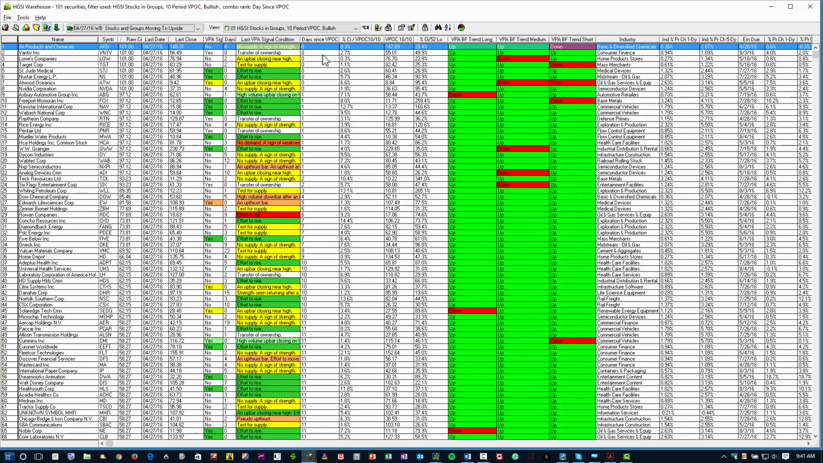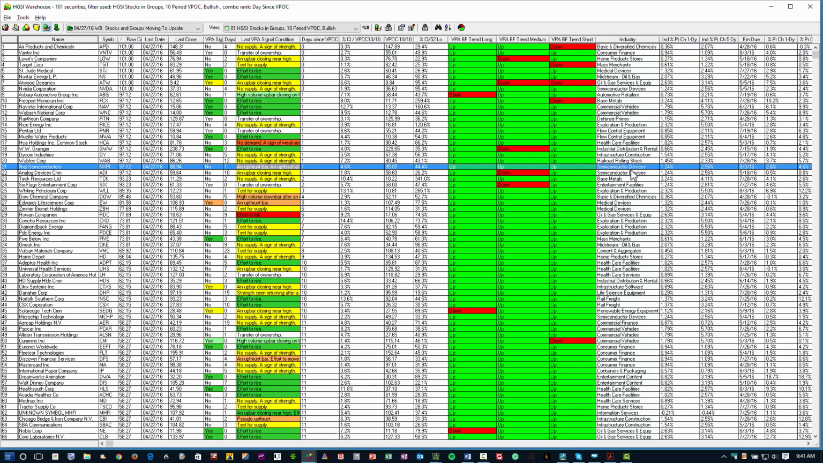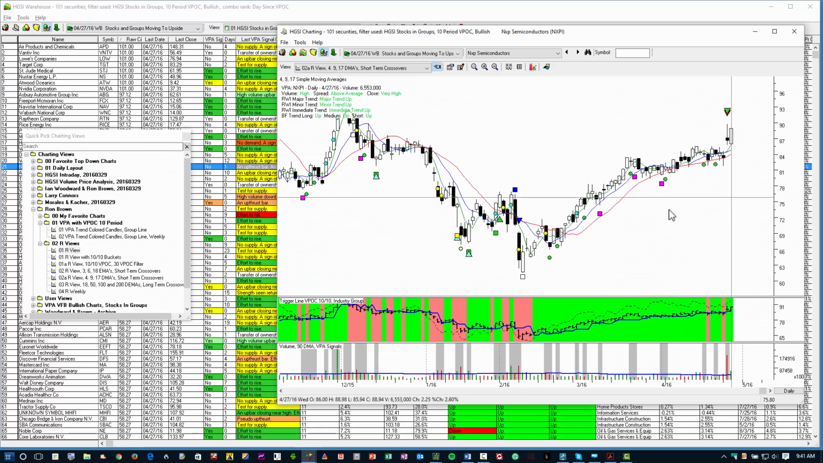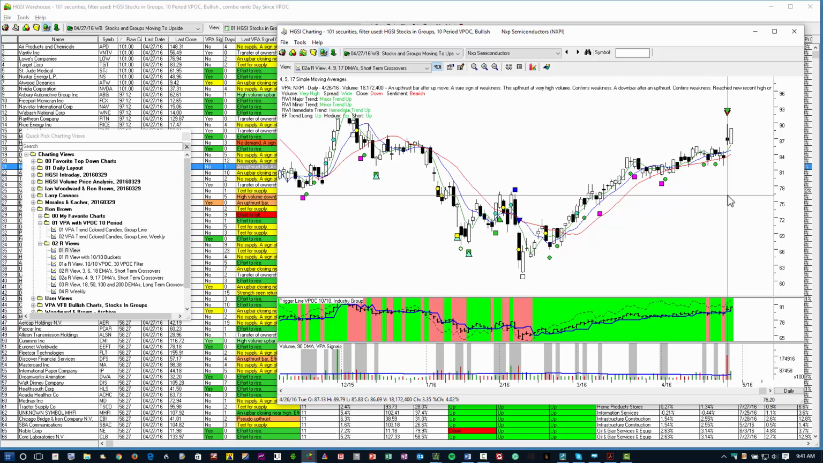So I don't see a lot of groups till we get down here to consumer finance, commercial vehicles. A lot of stocks grouped together. Here's a couple of semiconductor devices. NXP crossed 2 days ago. So here was the cross, even though that was a negative candle, and look at the follow through the next day.